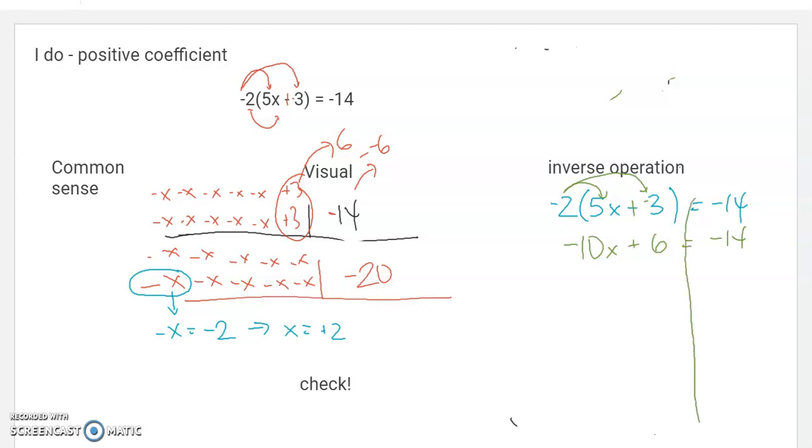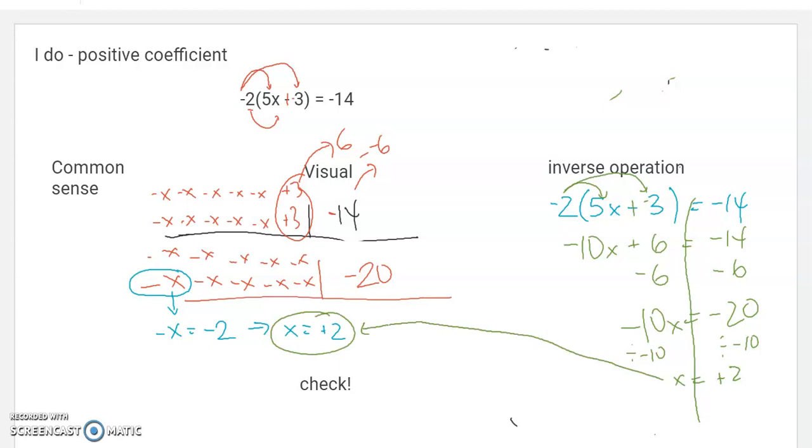Now it's a good old two-step reverse gems. Subtract 6, subtract 6. Negative 10x equals negative 20. Divide by negative 10, divide by negative 10. And x equals positive 2. Same as it did over there.